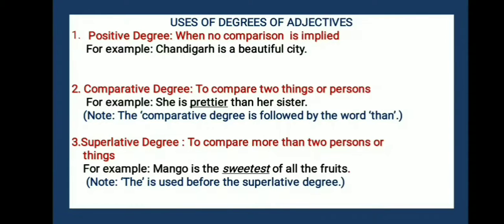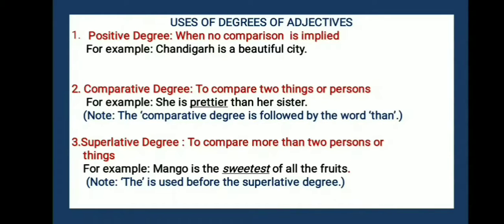Now, let's learn the uses of degrees of adjectives. Dear students, the first degree of adjectives is positive degree. It is used when no comparison is implied. For example, Chandigarh is a beautiful city. Here, the adjective beautiful forms the positive degree.